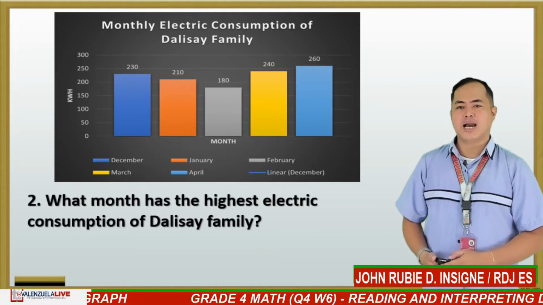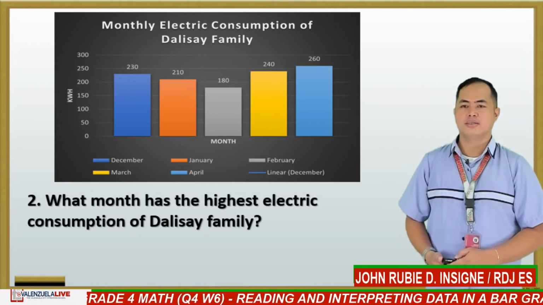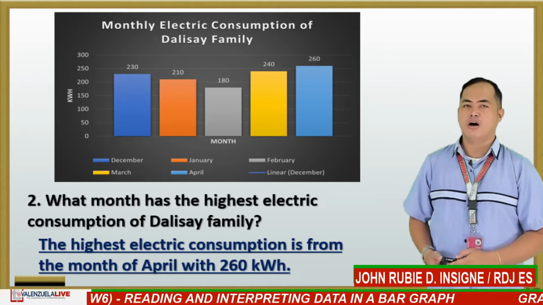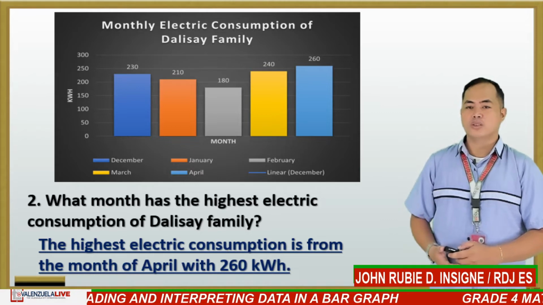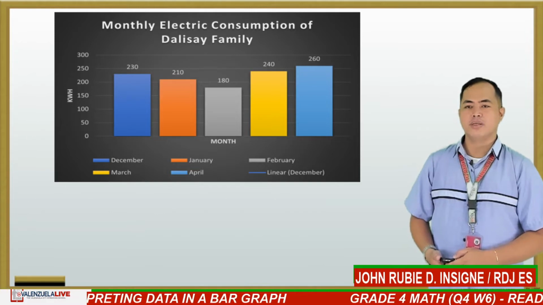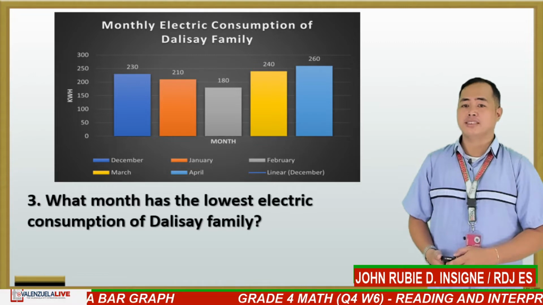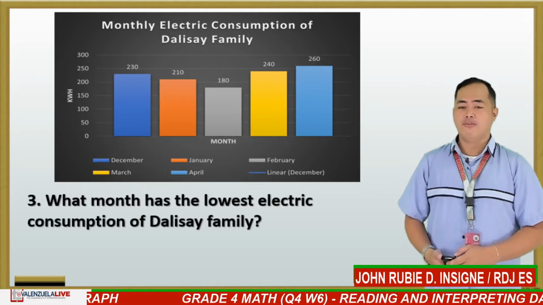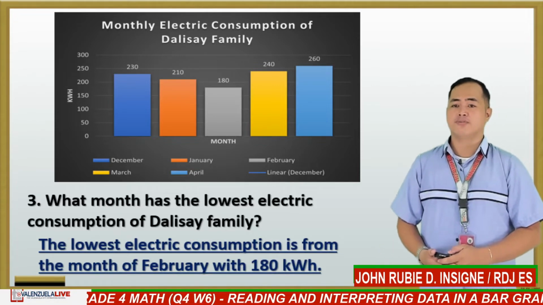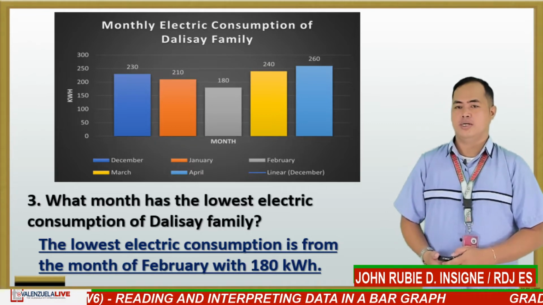What month has the highest electric consumption of the Lisay family? The highest electric consumption is from the month of April with 260 kilowatt hour. What month has the lowest electric consumption of the Lisay family? The lowest electric consumption is from the month of February with 180 kilowatt hour.